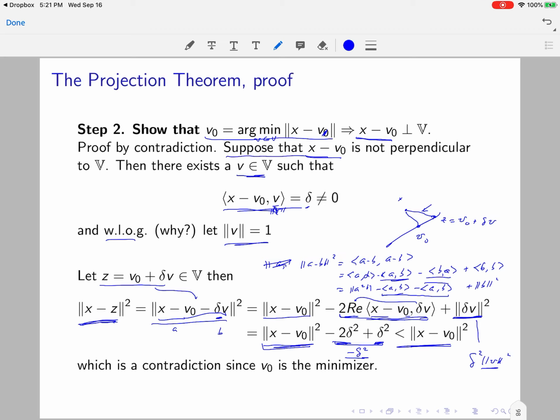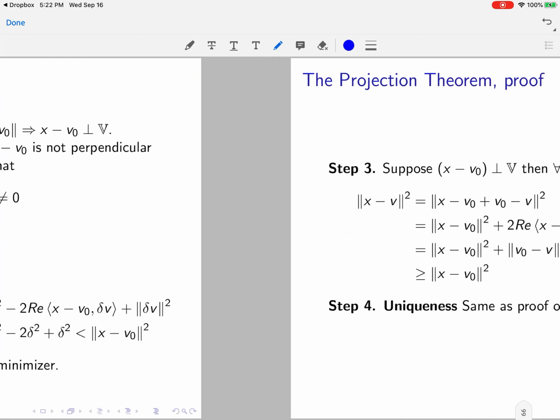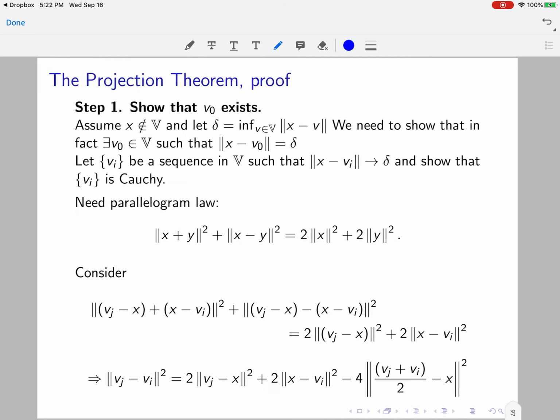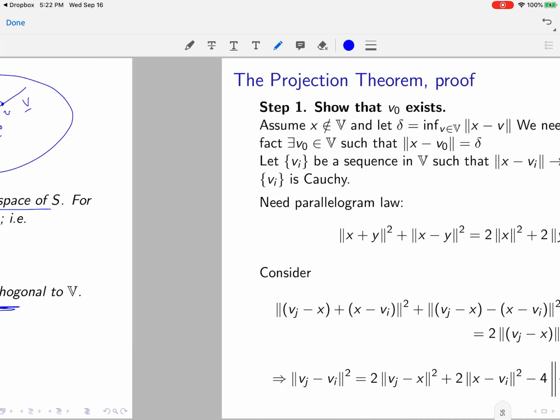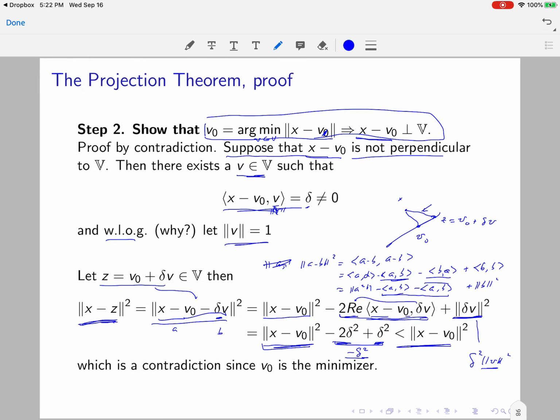So our supposition back here, that x minus v naught is not perpendicular to v, is false, and therefore we've proven that if v naught is the minimizer, then x minus v naught is perpendicular to every element inside of V. All right, so in essence we've shown minimizer implies this. And now we're going to show this last statement, that the norm of x minus v naught is less than every x minus v.